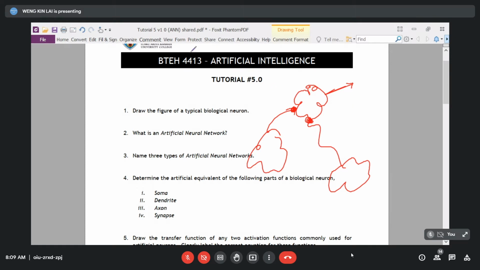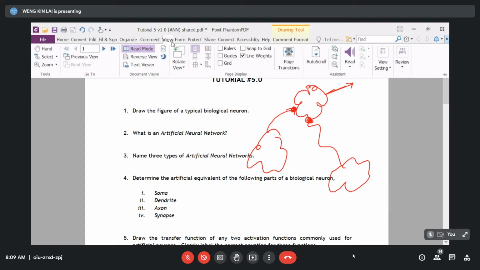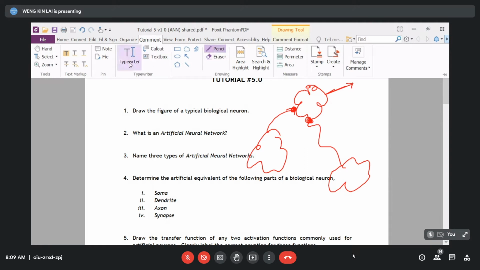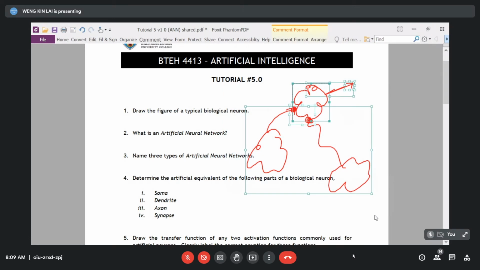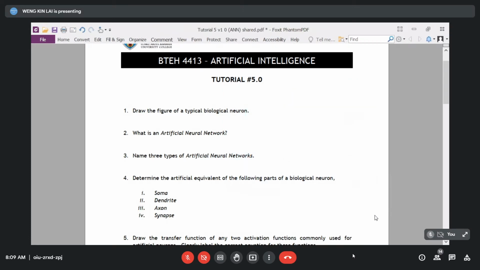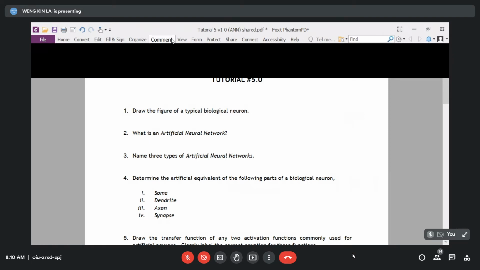So this is basically the image of your neuron itself, the biological neuron, not the artificial ones. Let me see if I can just show this. Okay. I can just erase this. So that is your question number 1.